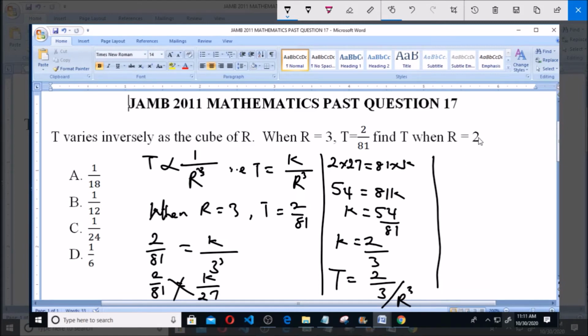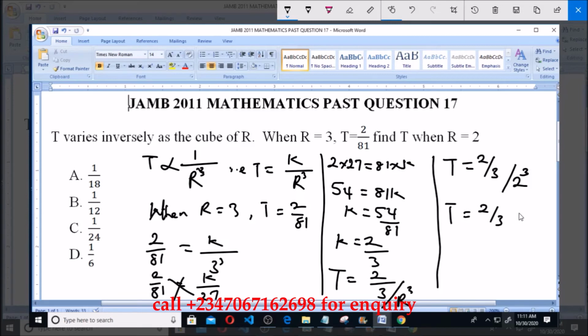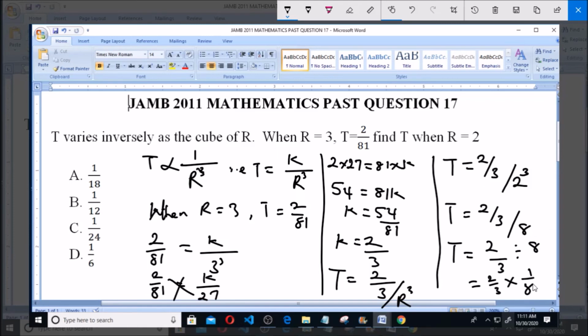Now we are asked to find T when R equals 2. So T when R equals 2, T will be equal to 2 over 3 divided by 2 cube. 2 cube is 8. So T is equal to 2 over 3 divided by 8, and that is equal to 2 over 3 multiplied by 1 over 8. So now 2 here and 2 in 8 will give us 4. So we have that T is equal to 1 over 3 times 4, and that is 1 over 12.